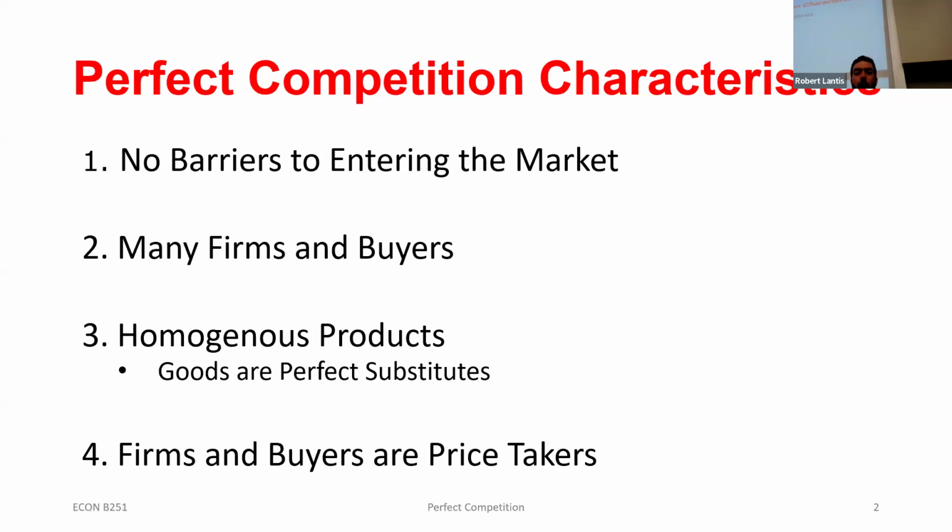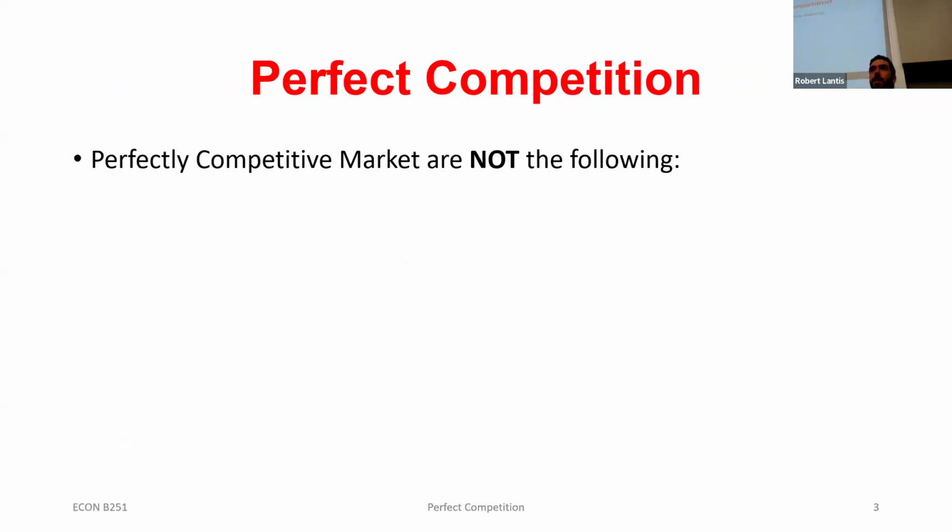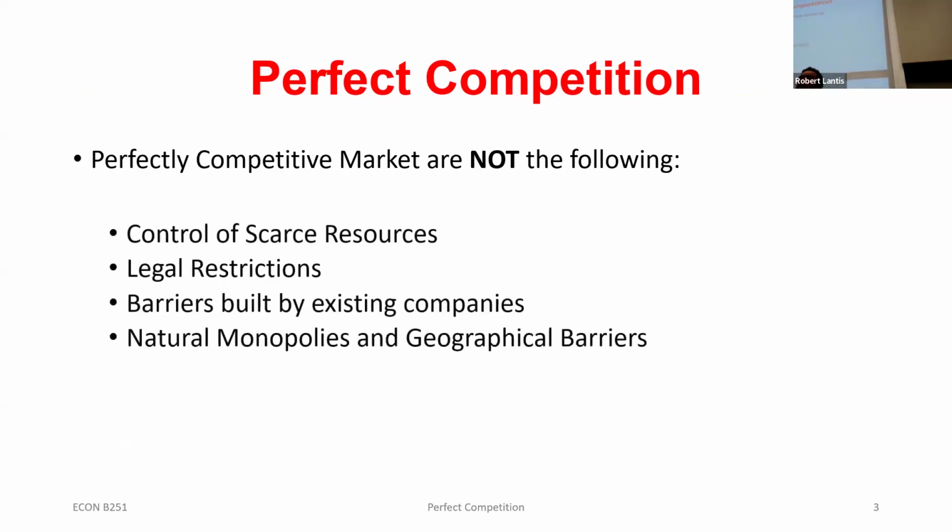So these are our characteristics. We'll name a few that would indicate that it's not a perfectly competitive market. We'll dive deeper into what happens if this is the case in the next 3 weeks. But anytime someone controls a scarce resource, so I think De Beers Diamonds owns like 90% of the supply of diamonds in the world or something ridiculous like that.